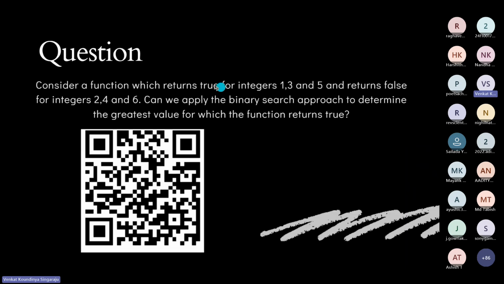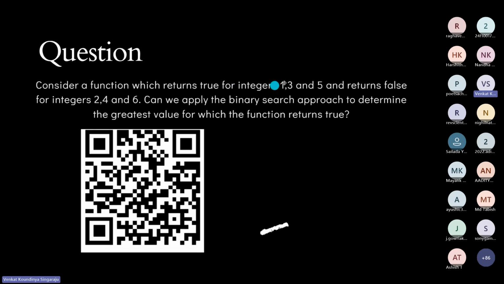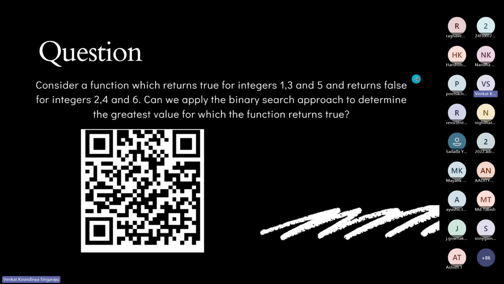And another question: let's say your function returns true for integers 1, 3, and 5, and it returns false for 2, 4, and 6. Can we still apply the binary search approach to determine the greatest value for which the function returns true?